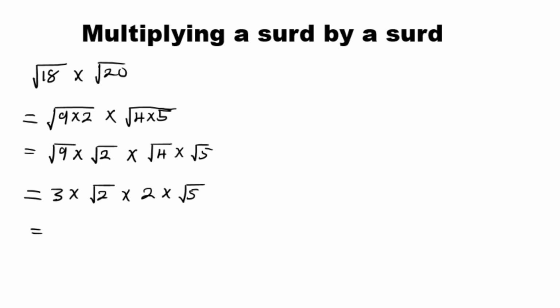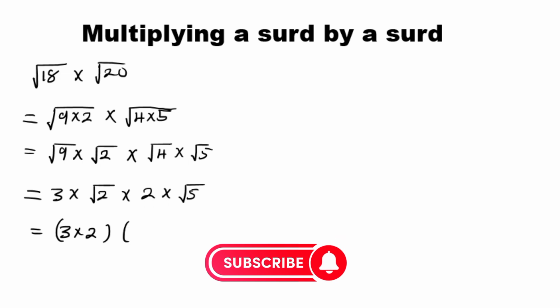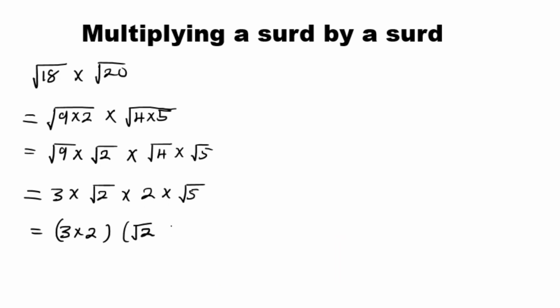Grouping like terms, we are going to have 3 times 2, put it together, and this will be the square root of 2 times the square root of 5. So we know that 3 times 2 is 6, and the square root of 2 times the square root of 5 will give us the square root of 10. So this now becomes the solution to this question.